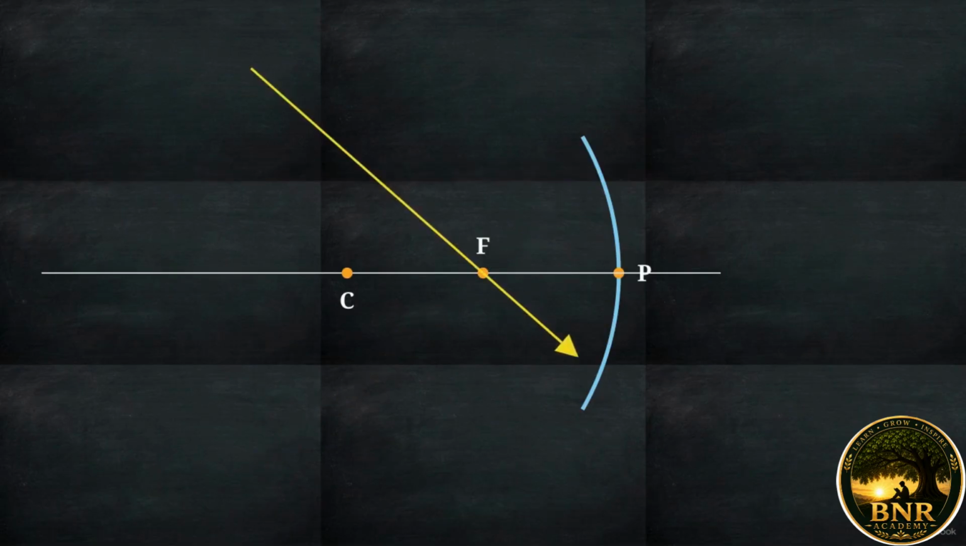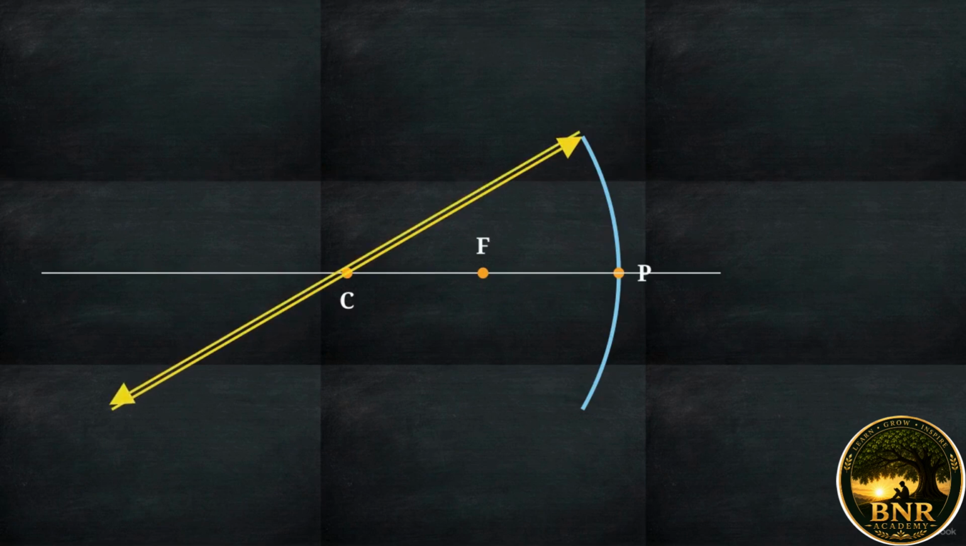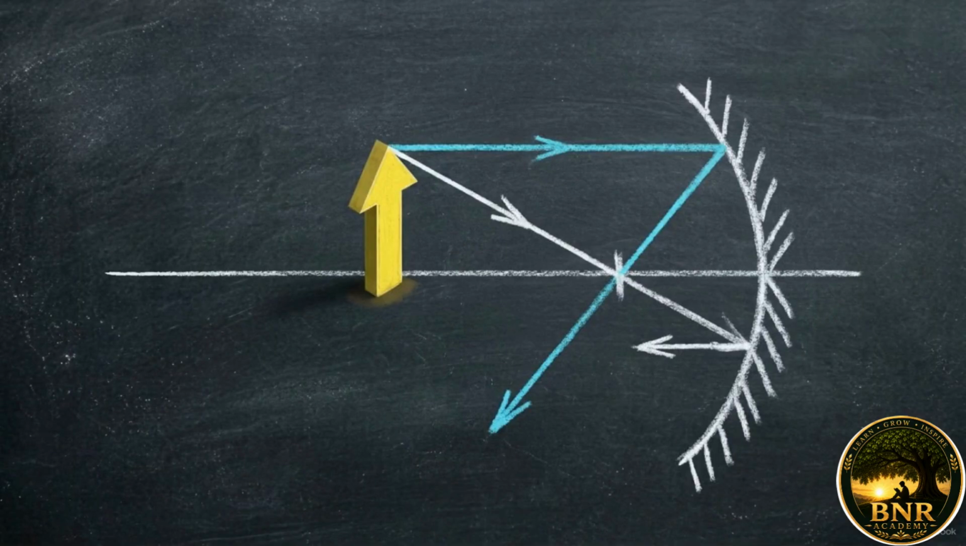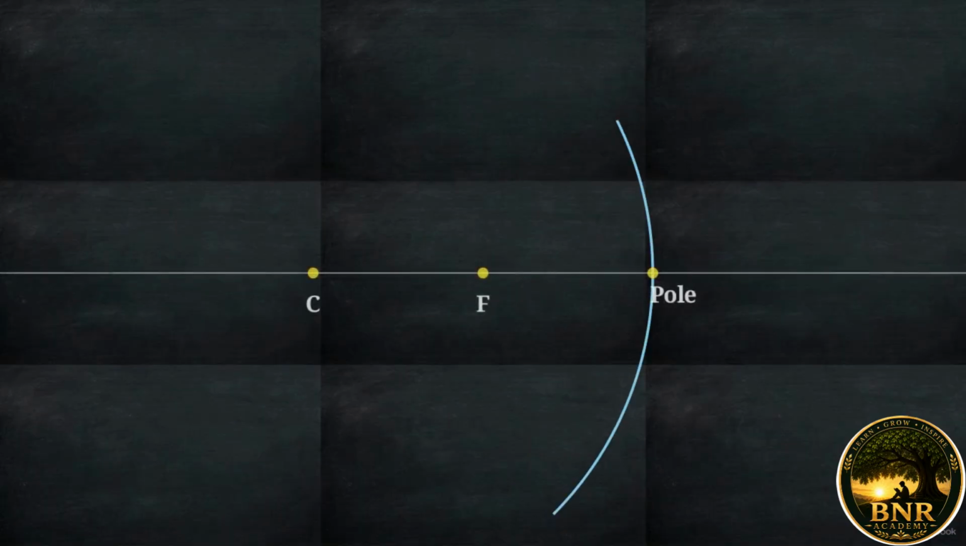Any light ray coming in parallel to the axis reflects through the focus. A ray passing through the focus reflects out parallel. A ray traveling through the center bounces back along its original path. And a ray striking the pole reflects at the exact same angle it arrived. By combining any two of these ray paths, we can map the exact transformation of an image as an object travels toward the mirror. Let's track that journey on a concave mirror, one that curves inward.